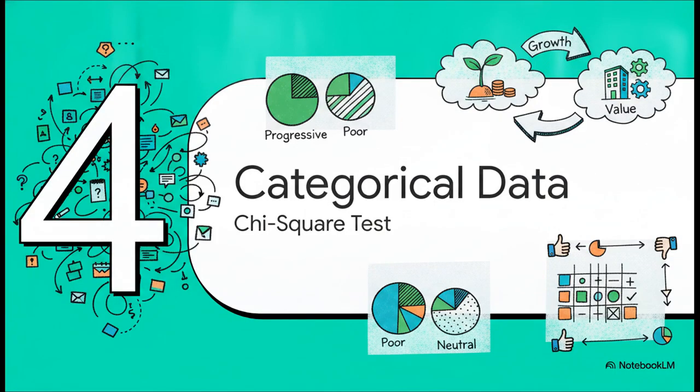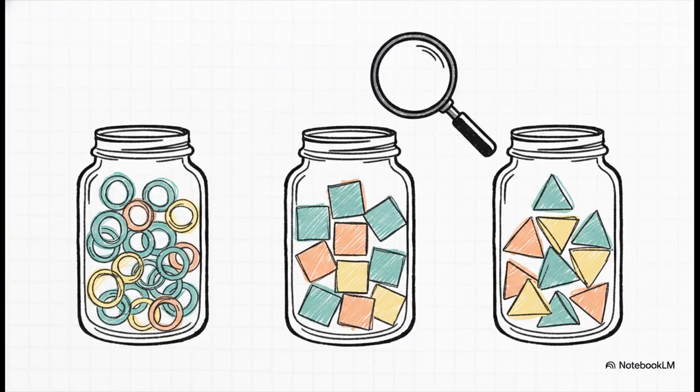And that brings us to Section 4: categorical data, contingency tables, and the chi-square test. Up until now, we've only dealt with numbers. But what do we do when our investigation involves classifications? Like evaluating ESG ratings as progressive or poor, or grouping ETFs into value or growth. This forces us to shift gears completely. Think about it. You literally cannot calculate a numerical mean or a variance for the word growth or the category progressive. It's text, it's discrete.